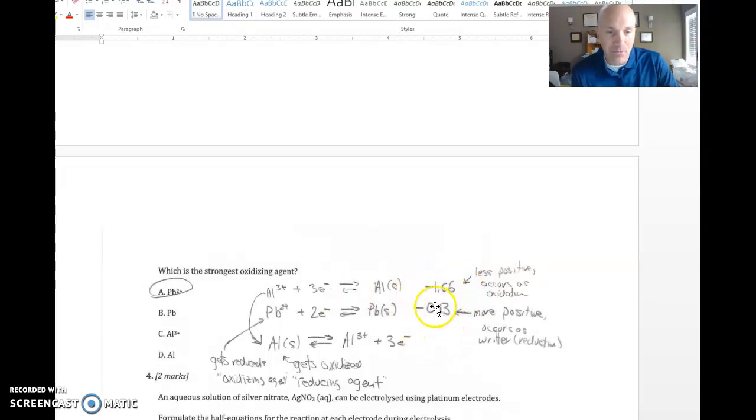So now when you compare, although I haven't written it here, this number to a positive 1.66, the thing that's more positive here would happen exactly as written. What the question actually asks for is, what is the strongest oxidizing agent?